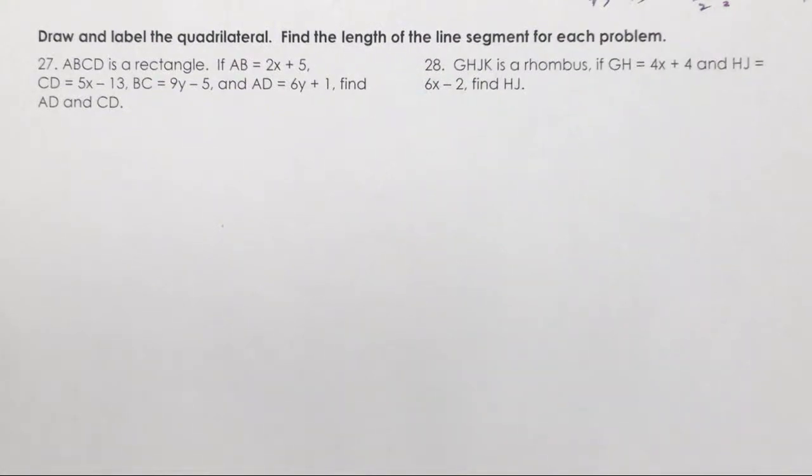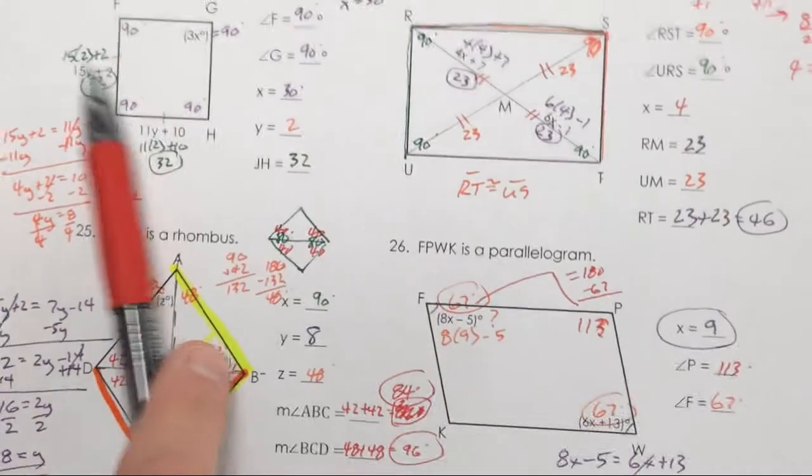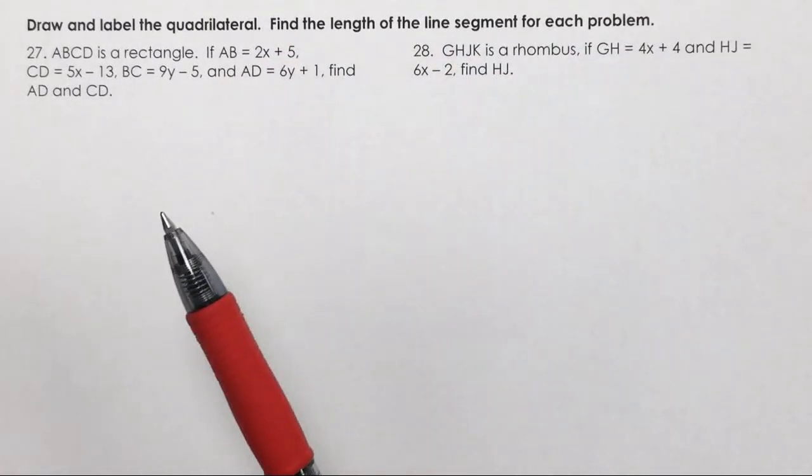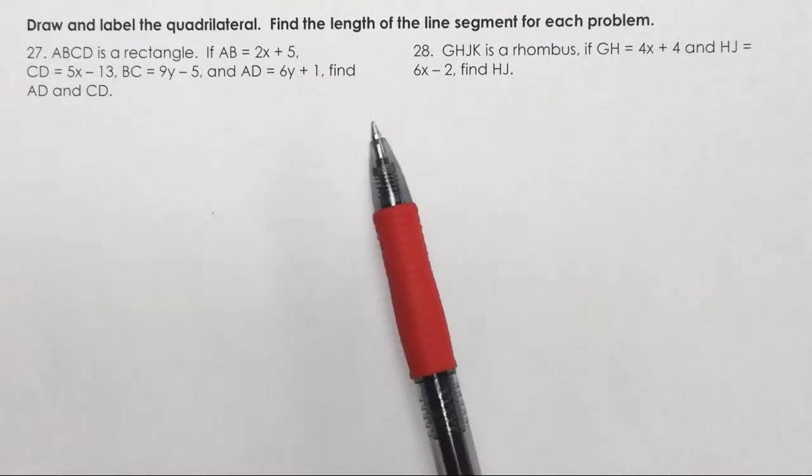This is Mr. Dowse. This is probably my 5th or 6th video going over the Unit 7 review. I just did problems 23 through 26. I'm now jumping down to 27 and 28. These are the last two problems specifically on special parallelograms. And these problems are fairly tricky here.